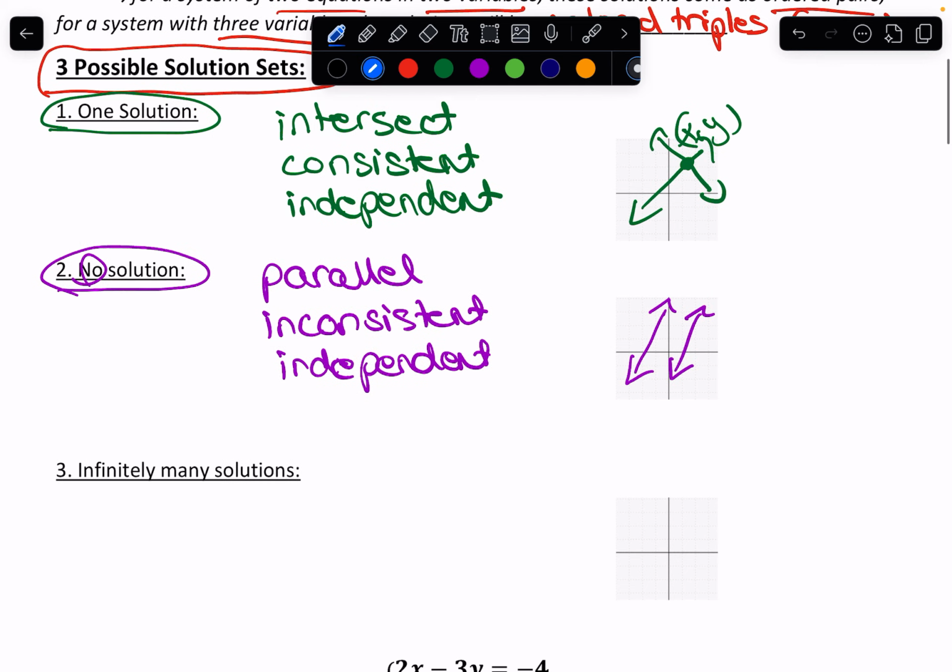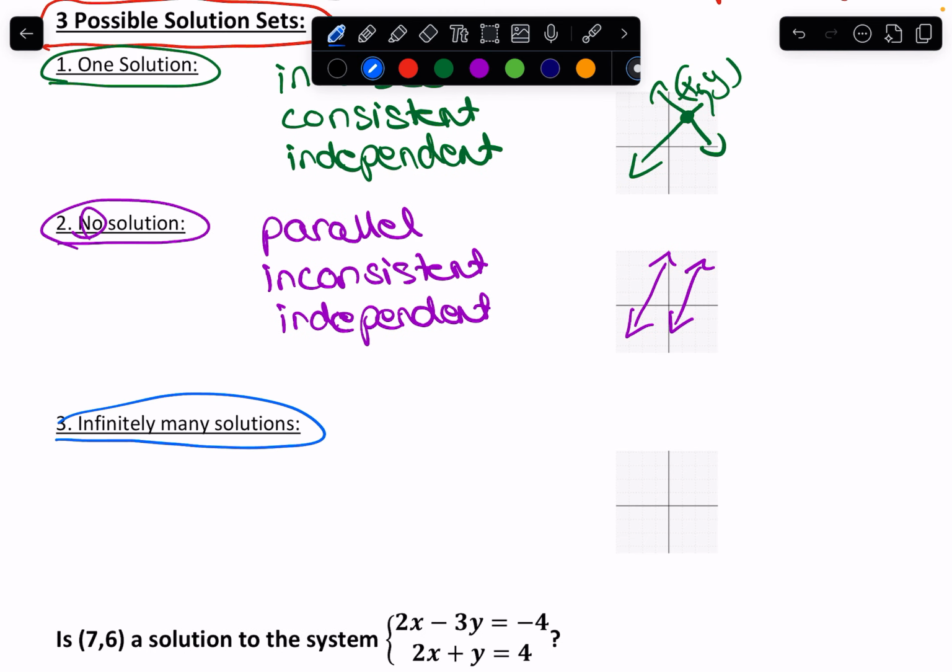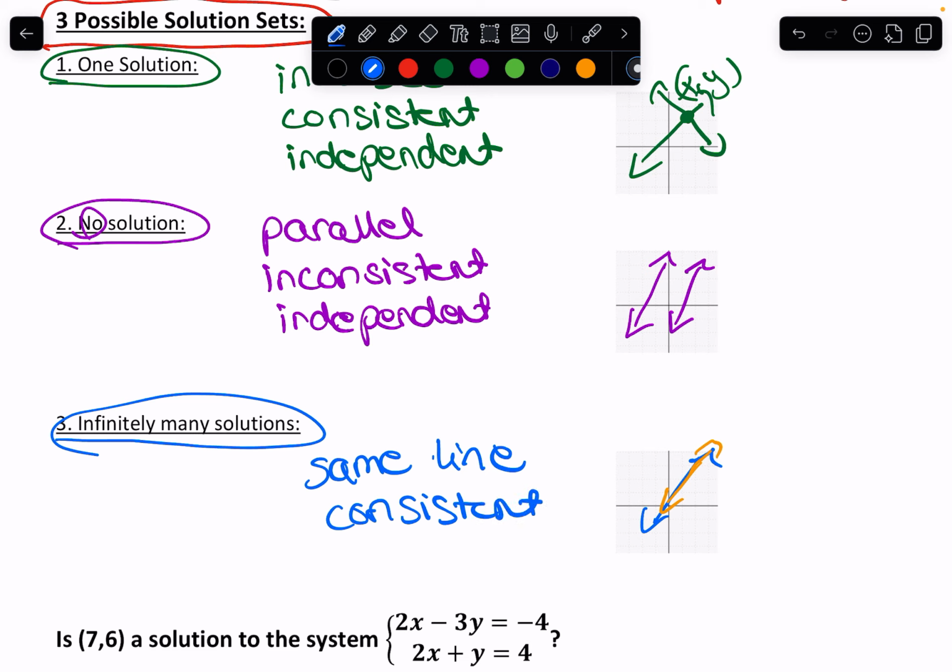Next one is infinitely many solutions. So that's our third option. And that means that we have a line like this, and then we have another line that is on top of that line. So infinitely many solutions means that we have the same line. This one is consistent, again, just like the one solution, and this one is dependent.